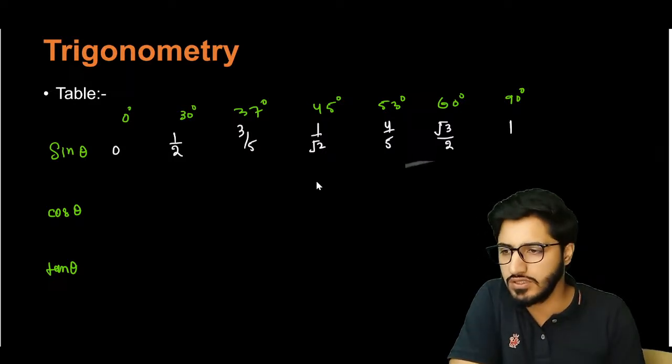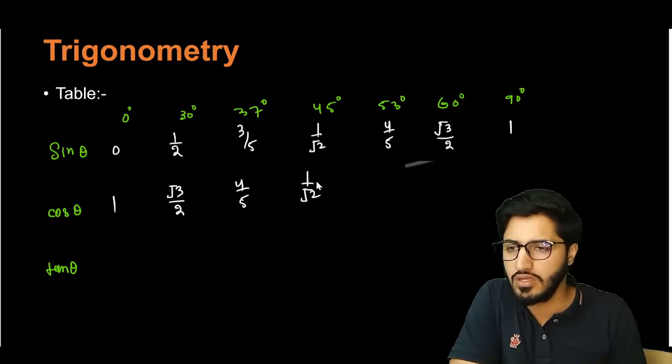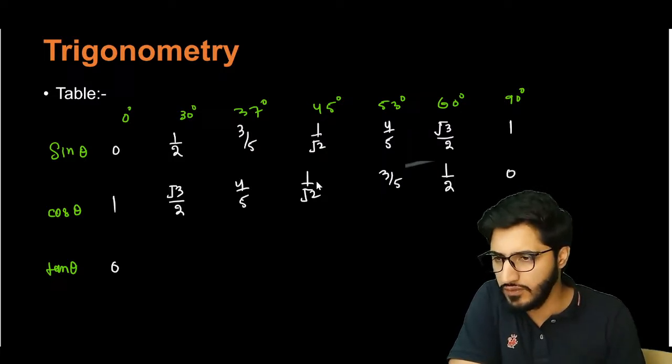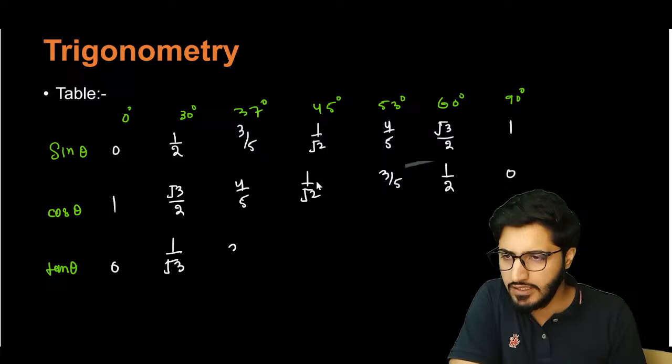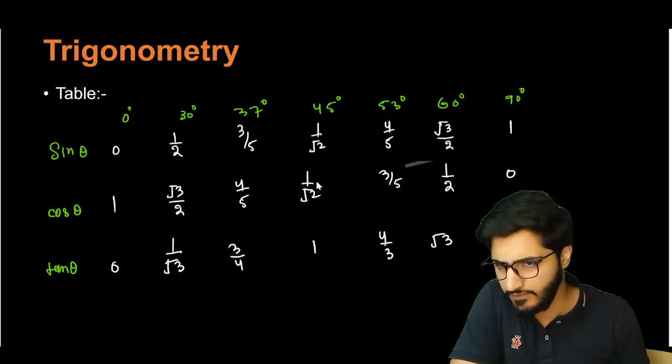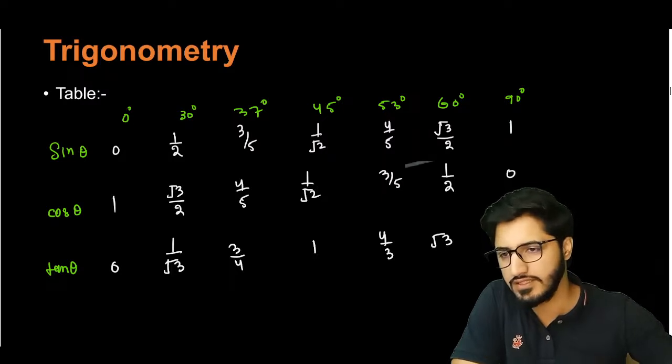So what is cos theta? Cos 0 is 1, cos 30 is root 3 by 2, cos 37 is 4 by 5, cos 45 is 1 by root 2, cos 53 is 3 by 5, cos 60 is 1 by 2 and cos 90 is 0. Sine by cos, so you will get 0. 1 by 2 divided by root 3 by 2, I think it will become 1 by root 3. This will become 3 by 4. This one becomes 1. This one is 4 by 3. This is root 3. This one is infinite, right? Or 1 by 0.